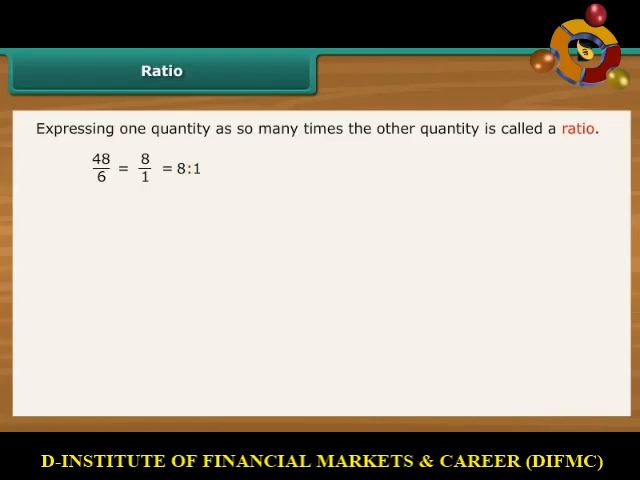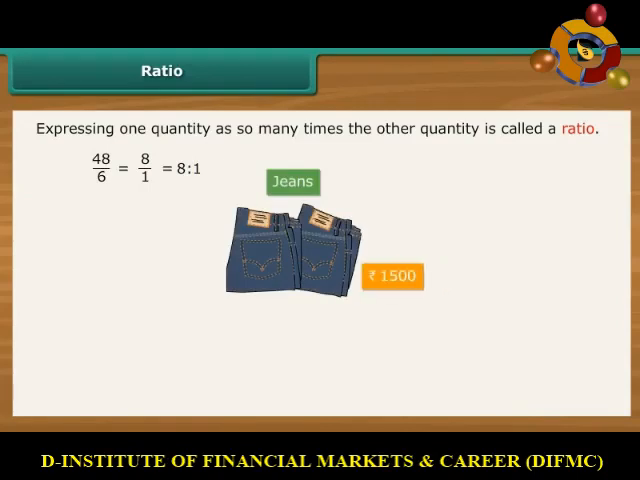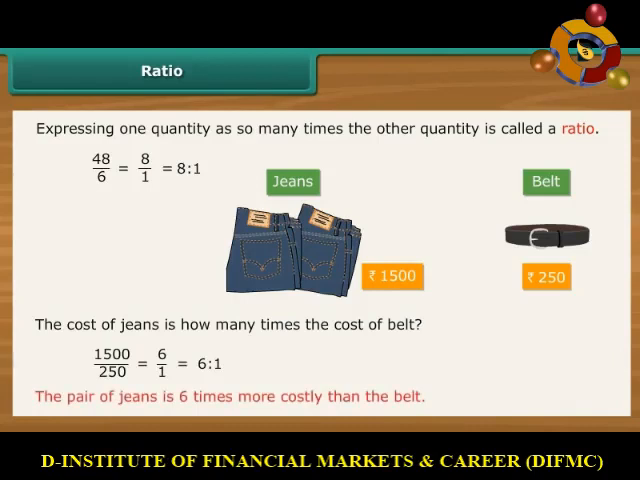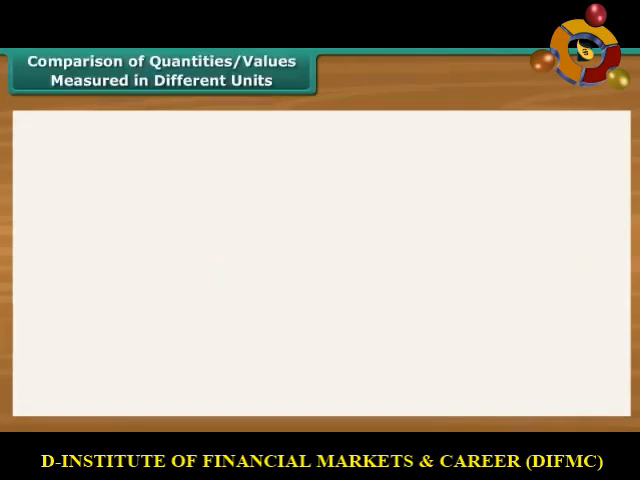Let us look at another example of ratio. Tushar bought a pair of jeans for rupees 1500 and a belt for rupees 250. The cost of jeans is how many times the cost of belt? To calculate the ratio, first divide 1500 by 250. It is the same as 6 divided by 1. Express it as a ratio, that is 6:1. Therefore, we can say that the pair of jeans is 6 times more costly than the belt.